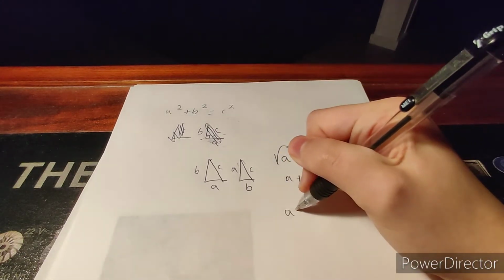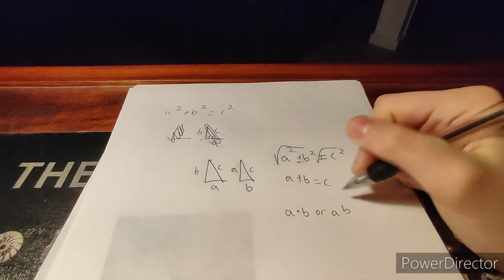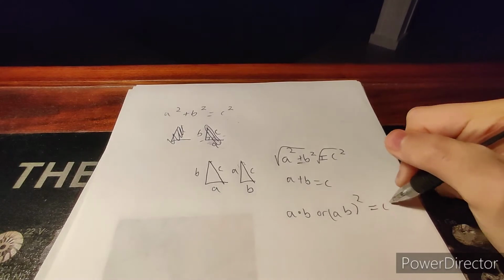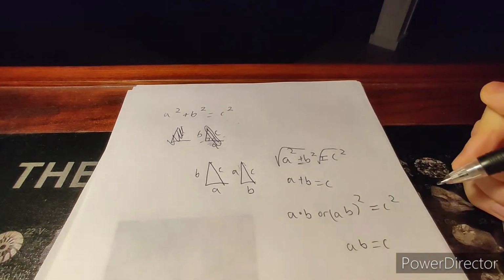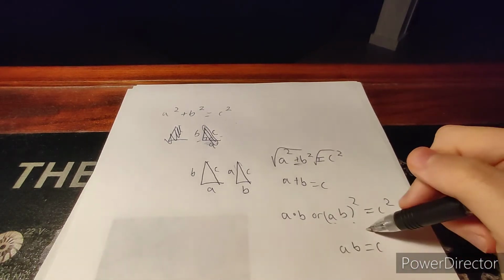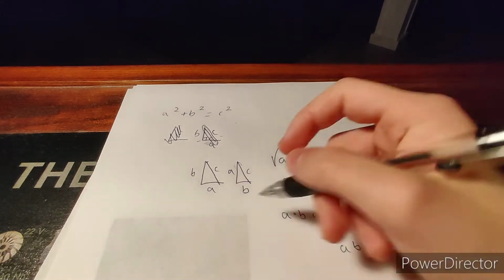So if you had a times b, or ab, and you had this squared equals c squared, then yes, you could square root it and you would get ab equals c, because if it's a times b times a times b, that's a times b squared. And so if it's a times b squared, you could square root it and it will just be a times b. Because look at it this way.